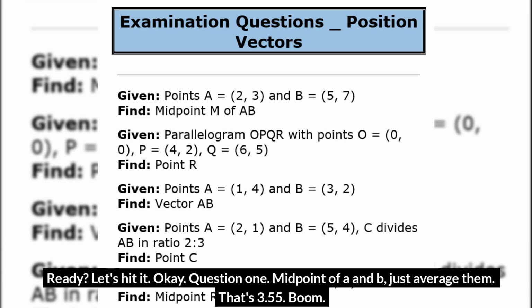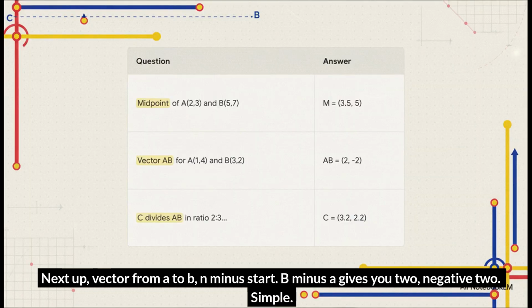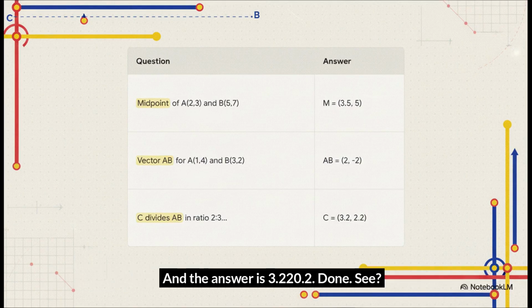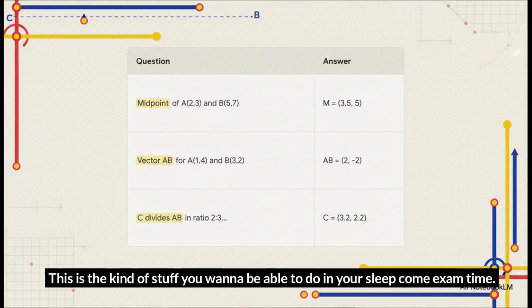Okay, question 1. Midpoint of A and B, just average them. That's (3.5, 5). Boom. Next up, vector from A to B, end minus start. B minus A gives you (2, -2). Simple. And last one, point C divides a line in a ratio. That's a job for the section formula. And the answer is (3.2, 2.2). Done. See? This is the kind of stuff you want to be able to do in your sleep come exam time.